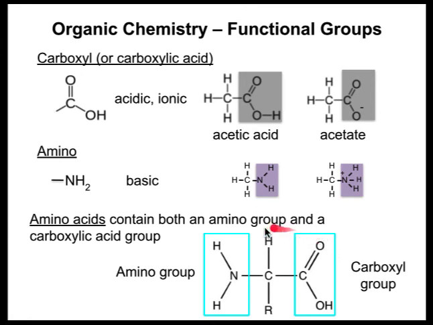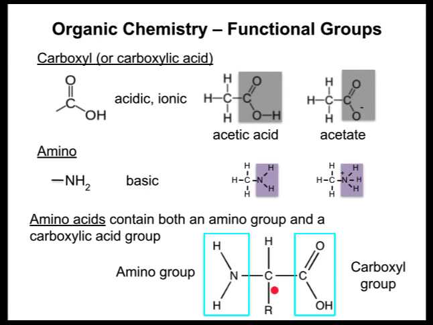So all amino acids have the same structure. That is, this central carbon bound to an amino group, bound to a carboxylic acid group, bound to a hydrogen, but then its fourth substitution can be variable. Okay, that's what that R stands for, some variable functional group. Or we can call it a side chain. So all amino acids are the same except for their side chain. And it is the identity of this side chain that's going to determine the properties of the protein in which these amino acids are incorporated.